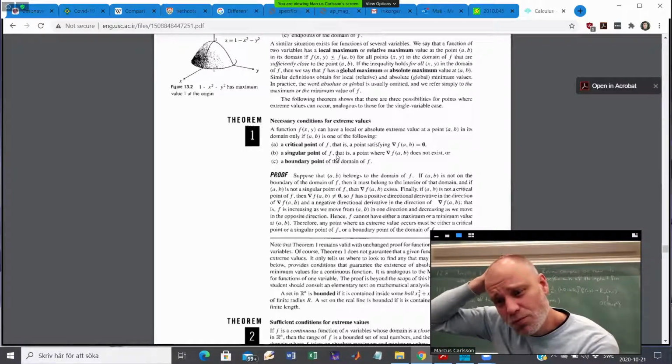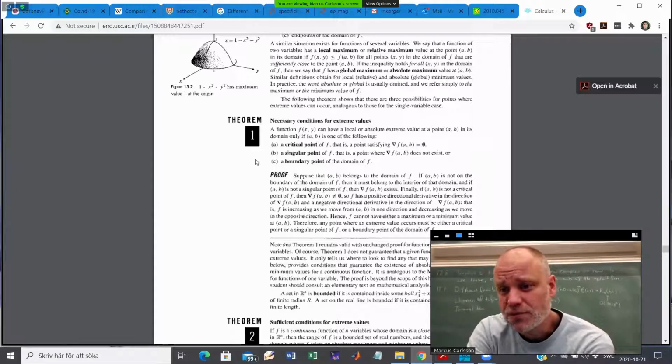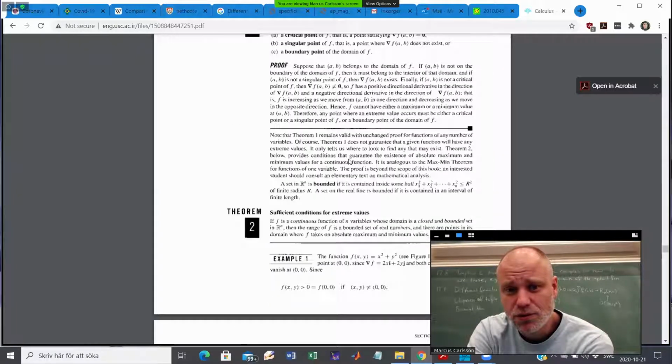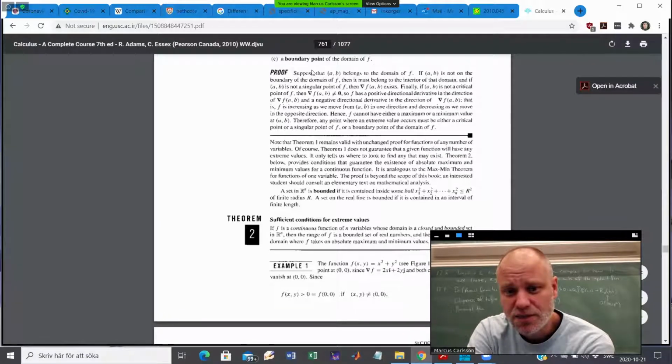And then there's this observation more than a theorem, that if you have a maximum, local max or local minimum, it has to be one of these three alternatives. So that gives you a blueprint for how to look for maximums and minimums simply by going through computing all points in these three cases.